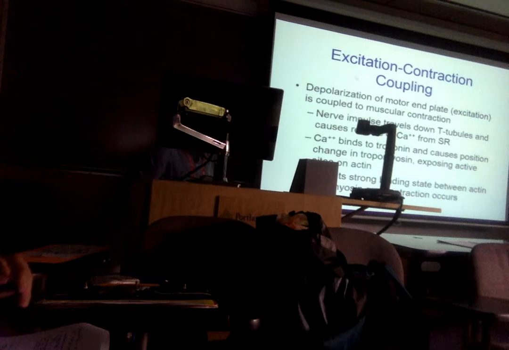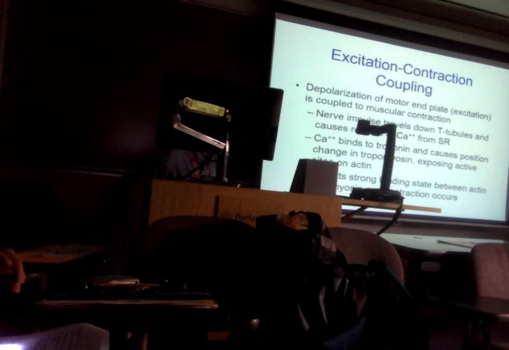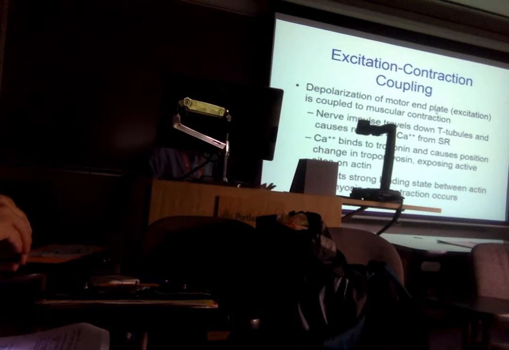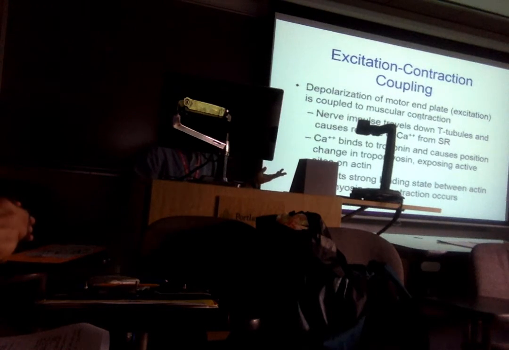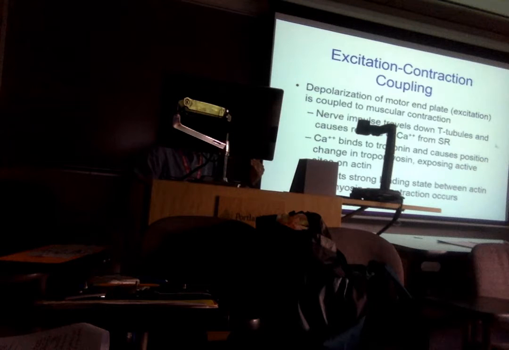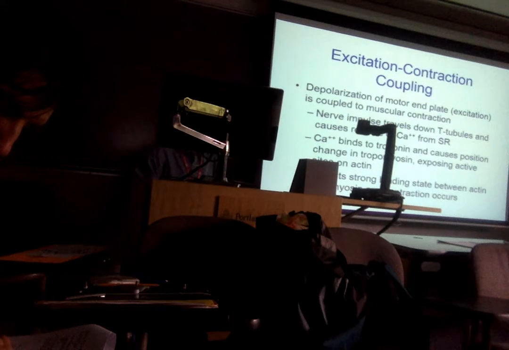All right, excitation contraction coupling. How does all this stuff work? I depolarize the motor end plate. Right? I'm sending a signal down. It causes muscular contraction. Nerve, you guys know this stuff. This is, I should say, review. The nerve impulse travels down. Calcium binds, changes the tropomyosin location, exposes the active sites, permits the myosin to attach.